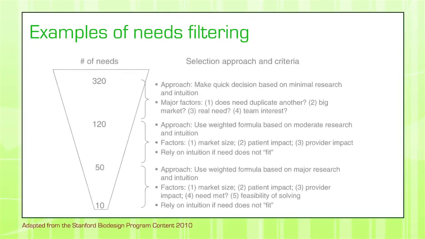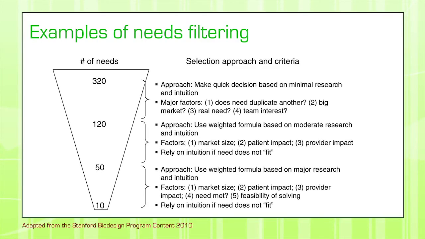So if we go to slide 3, we can see here an example of how to do needs filtering. Basically, the idea of needs filtering is the same as a funnel. You're going to start with a bunch of needs, which might range from the hundreds to even the thousands. For a good start on the biodesign process, up to 400, 500 needs are more than enough to get to a good clinical need that is worth pursuing from the economic, clinical, and feasibility perspectives.